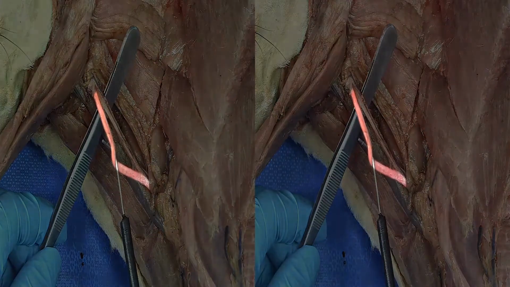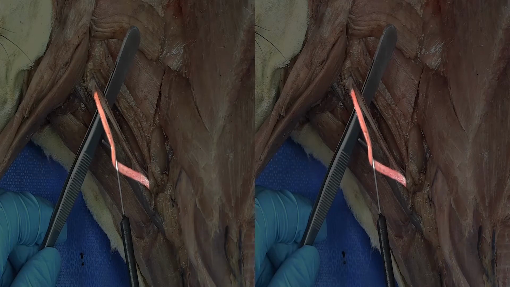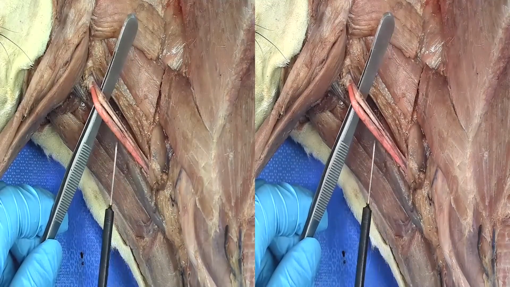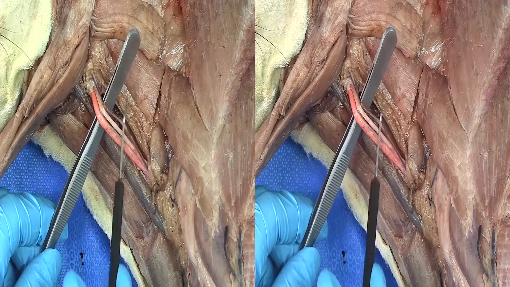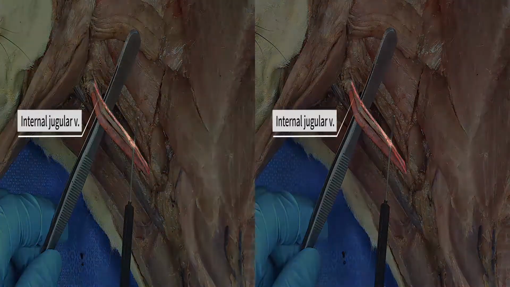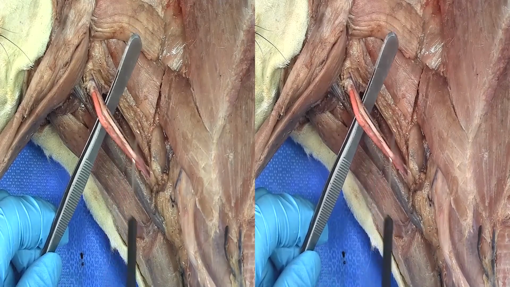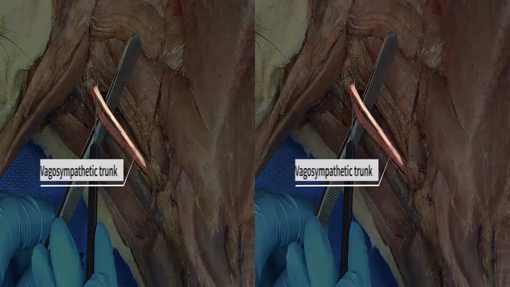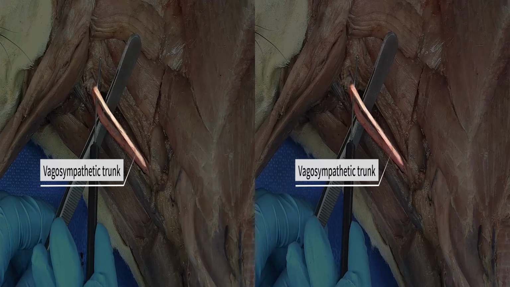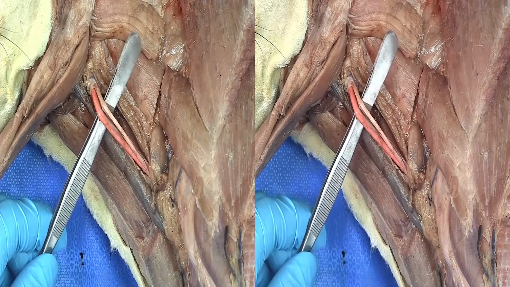The common carotid artery supplies the head. The internal jugular vein partially receives blood from the head. The vagosympathetic trunk is the fusion of the vagus nerve, arising and descending from the brain, and the sympathetic trunk, originating at and ascending from the thoracolumbar region of the spinal cord.